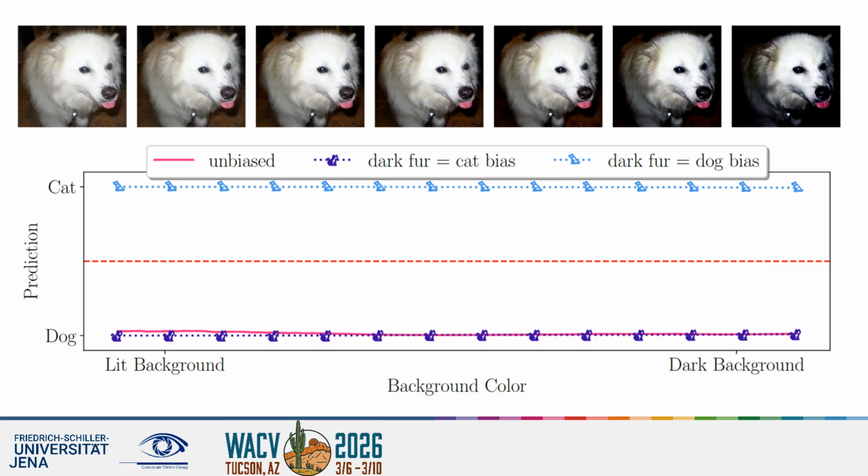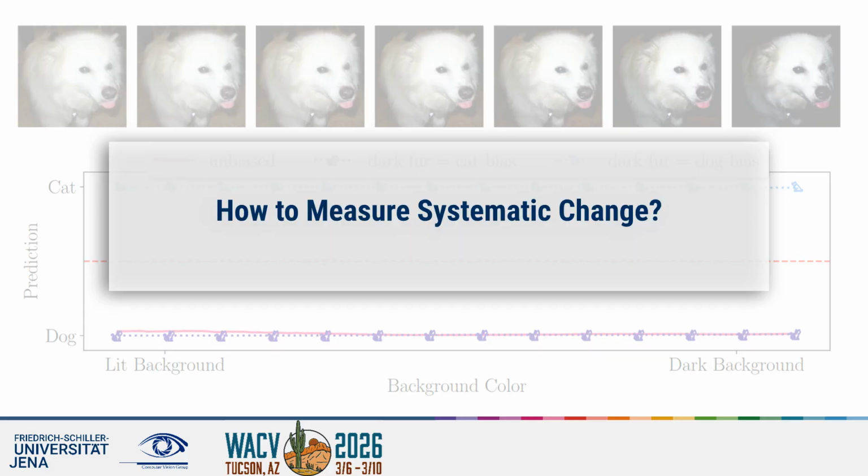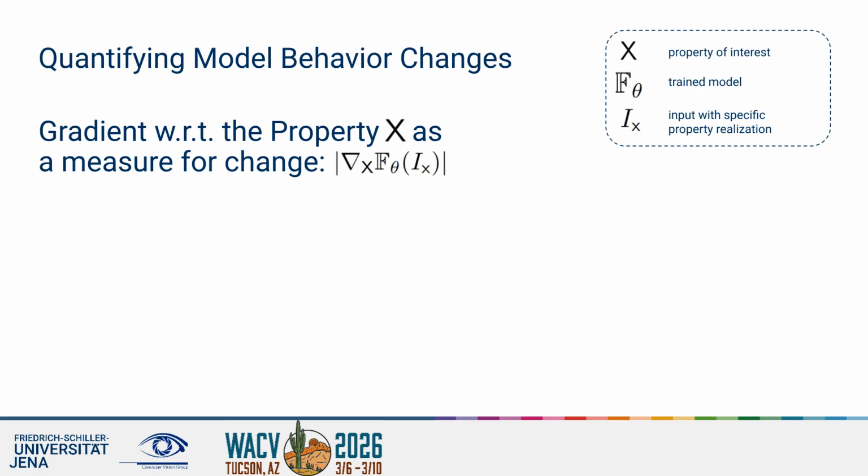Here we intervene on the background color, so we make the background darker and less illuminated. We can see little to no changes in the model outputs, indicating that the background here is not a bias, in contrast to the fur color. This observation is unsurprising, but it opens the question, how do we measure systematic change? How can we quantify the local impact of a property specifically for the predictions of a neural network?